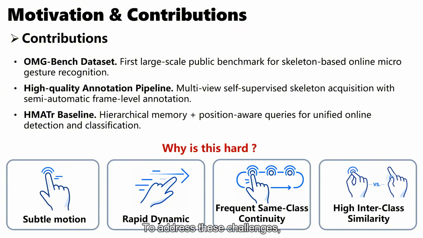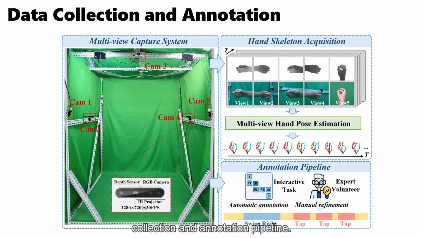To address these challenges, we introduce OMG-Bench, a high-quality annotation pipeline, and a new baseline model called HMATr. This slide shows our data collection and annotation pipeline. We use a calibrated 5-camera RGBD system to capture hand motion, apply multi-view hand pose estimation to obtain accurate skeletons, and then combine automatic annotation with expert refinement.